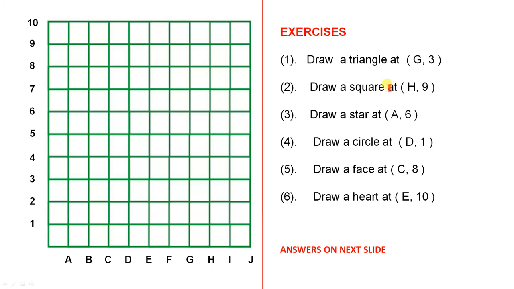So here we have some exercises, and there are 6 simple exercises here. Now we have to do some drawings on this particular grid. There's the information on the horizontal axis and also on the vertical axis. So what we have to do is, number 1, draw a triangle at G3, draw a square at H9, draw a star at A6, draw a circle at D1, draw a face at C8, and draw a heart at E10.